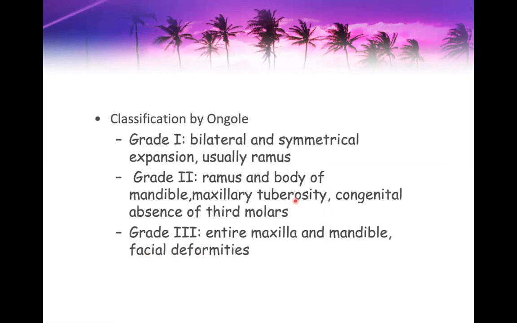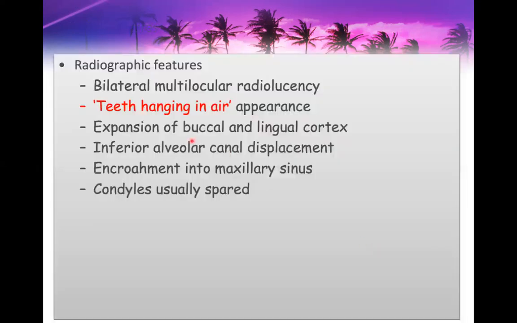Classification by Ocell: grade 1, grade 2, and grade 3. Grade 1 involves the ramus, grade 2 the ramus, body and maxillary tuberosity, and grade 3 the entire maxilla and mandible, and there will be typical facial deformities. Radiologically, we can see multilocular radiolucency, teeth hanging in air, and expansion of the buccal and lingual cortical plates. The inferior alveolar canal is displaced when the mandibular arch is involved, and there is encroachment into the maxillary sinus in the maxillary arch. The teeth hanging in air appearance is an important radiological appearance of cherubism.